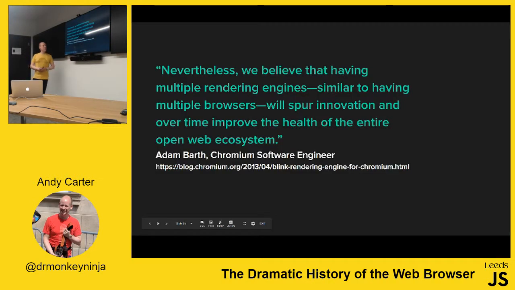So I'm going to finish with this quote. This is from Adam Barth, who was the Chromium software engineer at the time that Blink was announced to the world in 2013. And he wrote, "We believe that having multiple rendering engines, similar to having multiple browsers, will spur innovation and over time improve the health of the entire open web ecosystem." I feel this is really important as web developers or people that work within this web industry. It's our responsibility, our duty to ensure that we support as many browsers as is feasible. We don't just put all our attention on Google Chrome. We need to be conscious of the whole web ecosystem and try and protect the diversity of the browsers and rendering engines that we have today.